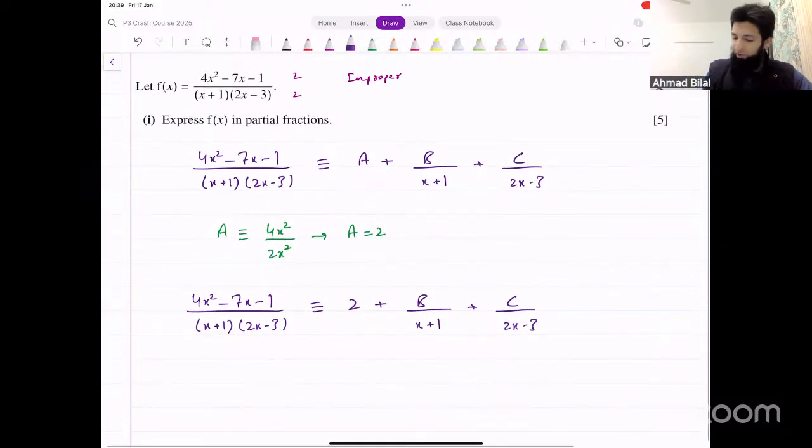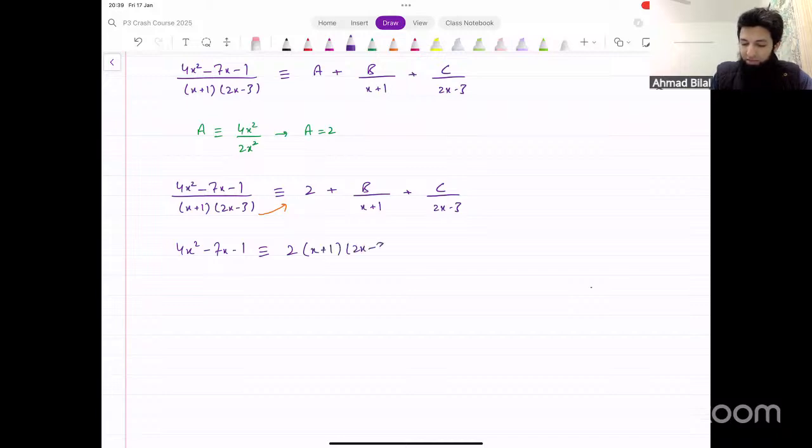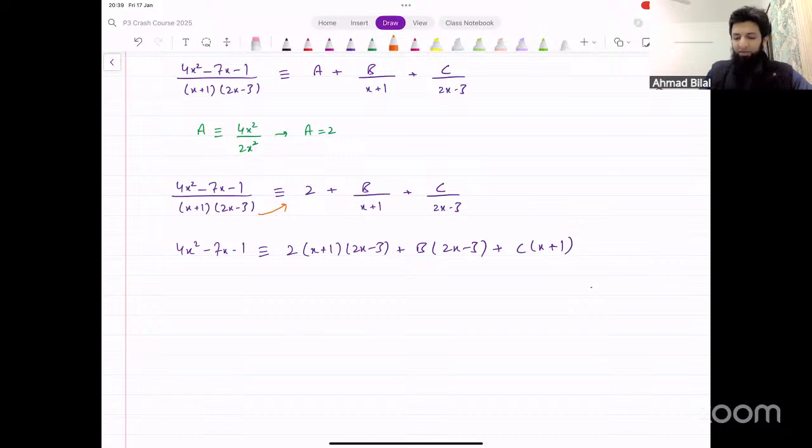Now just follow the process that we used before. Multiply the denominator on the right side, but when you do that now, be careful. It will also get multiplied with 2 here, right? So it becomes 2 into x plus 1 into 2x minus 3 plus b into 2x minus 3 plus c into x plus 1. And then you input some values of x like you did before. How can you make this bracket 0? You can put x equals minus 1 for this. Put x equals minus 1 on the left side. You have 4 into minus 1 whole squared minus 7 into minus 1 minus 7.